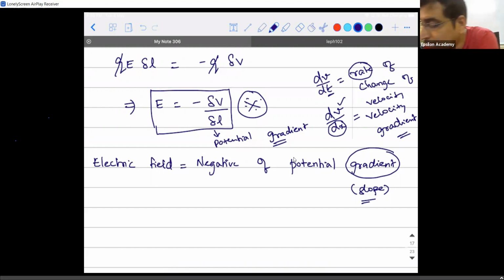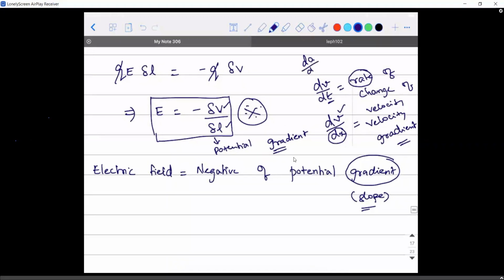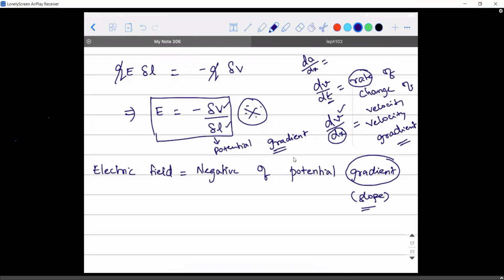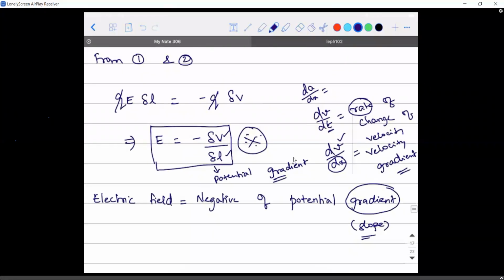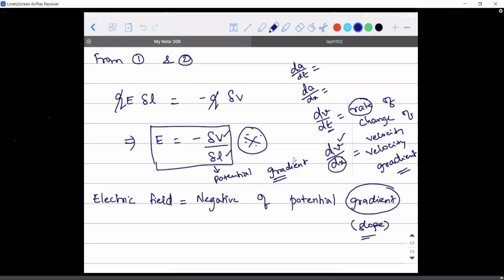In this case, what is happening? V is changing with respect to L. So that is the reason why it is called potential gradient. If suppose something is like this, dA by dx, where A stands for acceleration, we'll call it acceleration gradient. That's it. Had it been dA by dt, then what is this called? Tell me now.